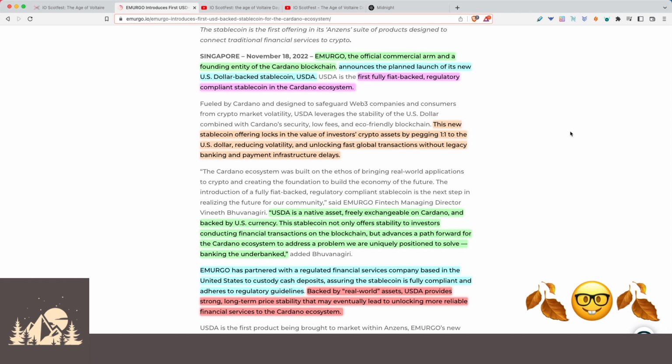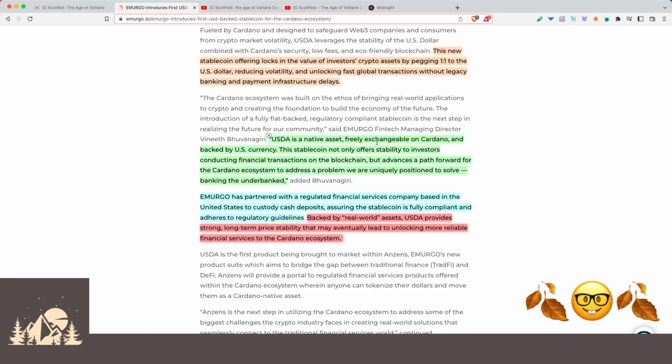But there are a few different ways you can approach setting up a stablecoin, but probably the easiest one to wrap your head around is one like this, where it's pegged one-to-one to the US dollar. So the idea here being that for every single USDA that is minted by Emurgo, there is actually a dollar behind it in the bank. USDA is a native asset freely exchangeable on Cardano and backed by US currency. This stablecoin not only offers stability to investors conducting financial transactions on the blockchain, but it also advances a path forward for the whole Cardano ecosystem to address a problem that Cardano is uniquely positioned to solve: banking the underbanked.